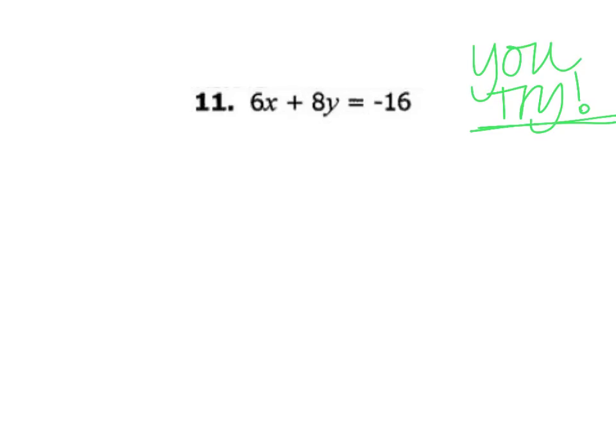All right, I want you guys to try number 11, convert it from standard form to slope-intercept form. Give this one a try. When you come back, I'll have the answer written on your screen and we'll go through it together. So go ahead and pause your video now.